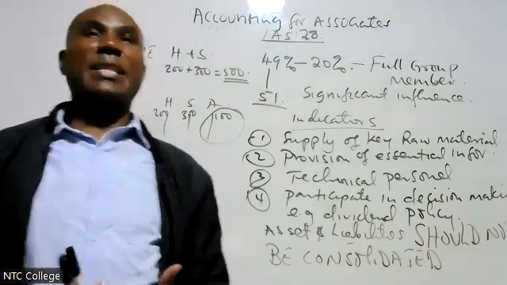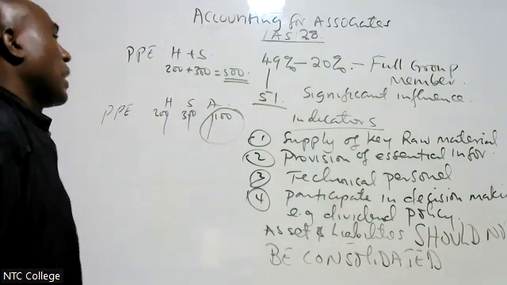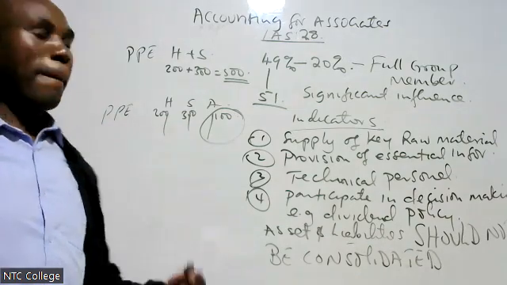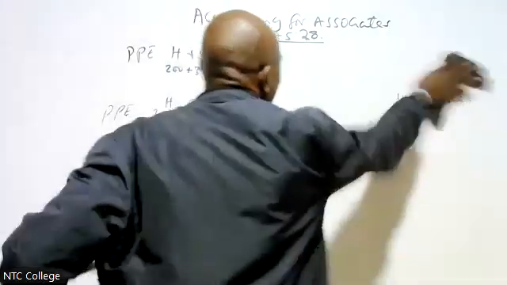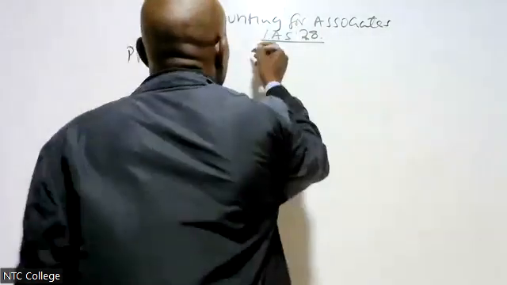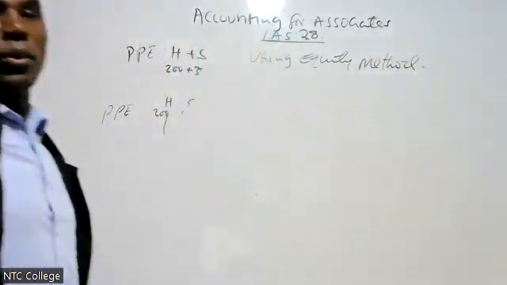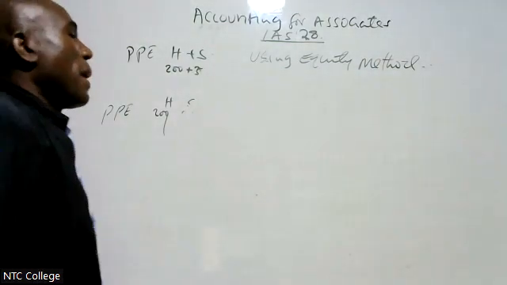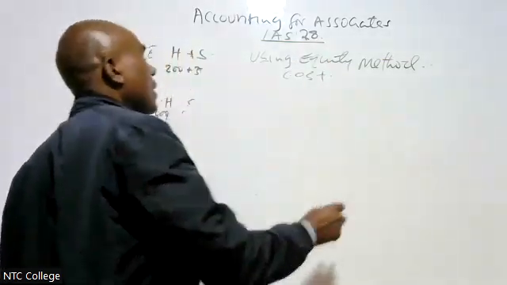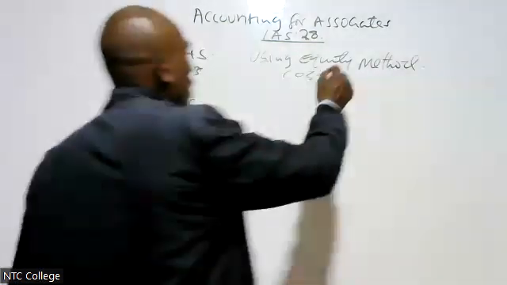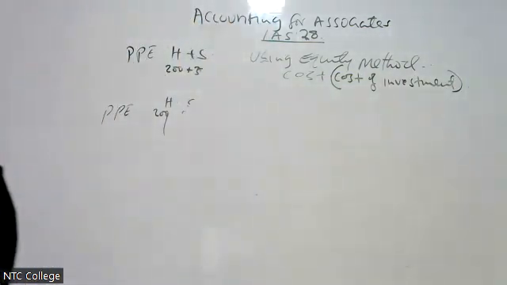According to IAS 28, associates are accounted for using what we call the equity method. The lecturer is writing equity method on the board. We account for associates using the equity method, whereby associates are recognized at cost. When we talk of the cost, this is the cost of investment.